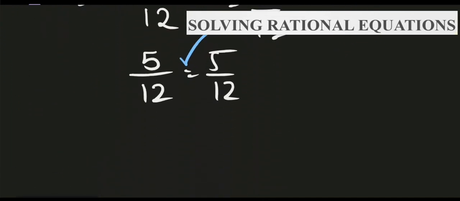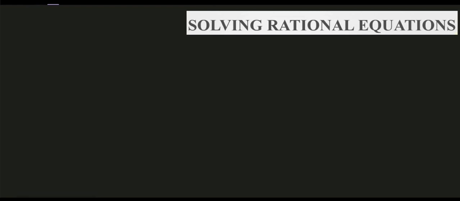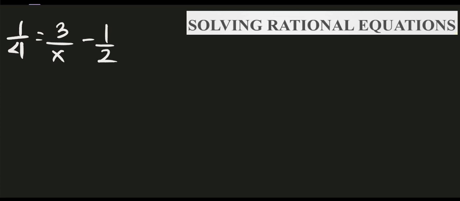Now let's try to answer another set of problems. So for our example number 2, let's say we have 1/4 equal to 3 over x minus 1/2. All right, this time we have a set of denominators with a variable. Okay, so again, same procedure. Let's identify our LCD and let's eliminate all of our rational expressions.